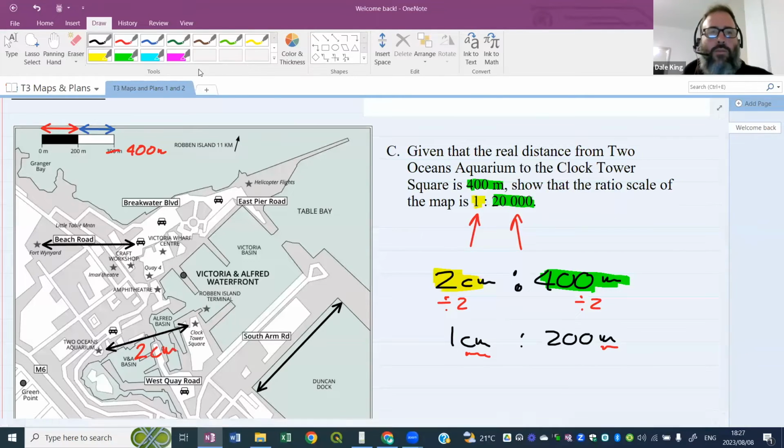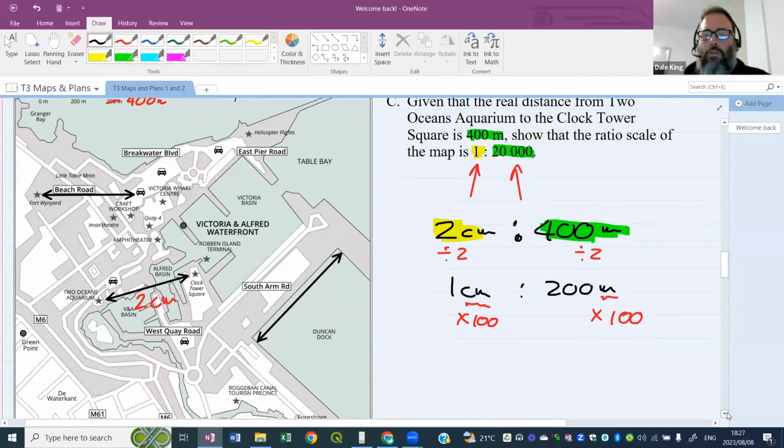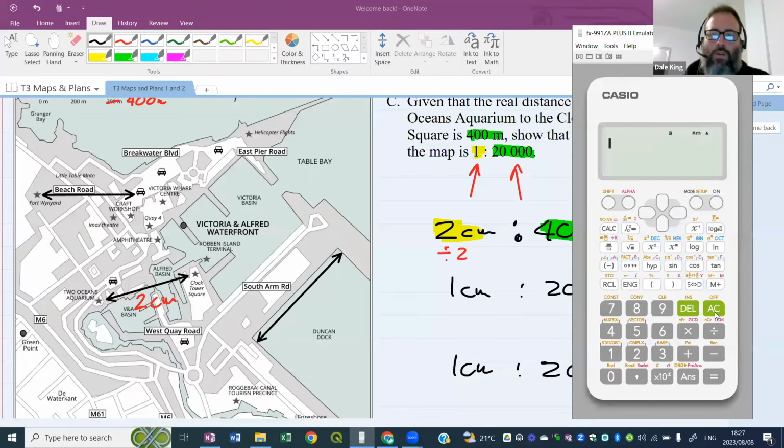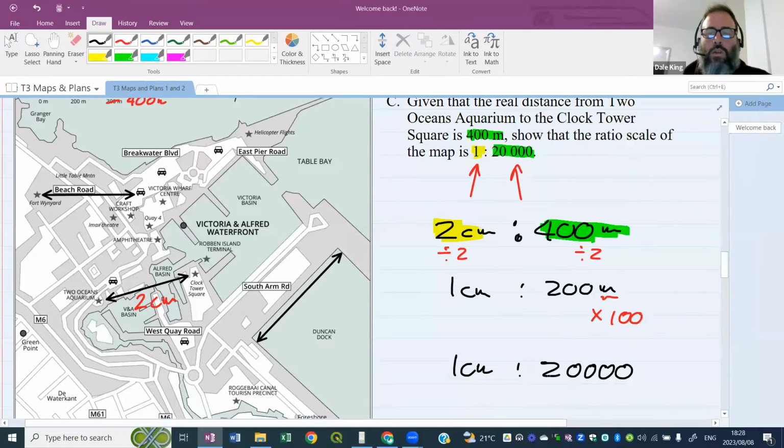To get meters into centimeters, guys, we got to times by 100. Sorry, we don't need to do it on the left. We just need to do it on the right-hand side. So we got 1 centimeter here is 2, 1, 2, 3, 4. Let's check with the calculator. It'll do the work for us. 200 meters times by 100. Oh, 20,000.